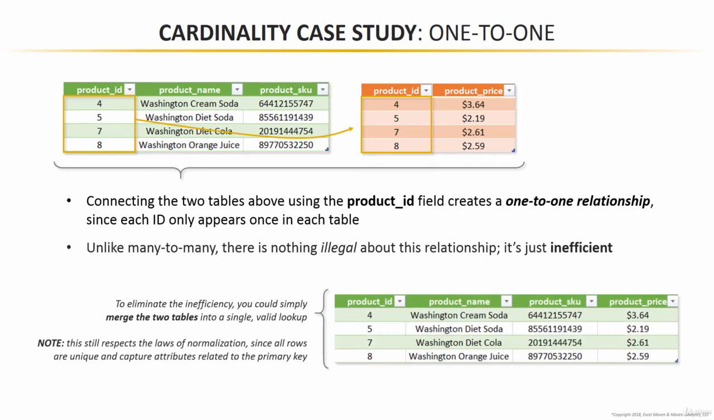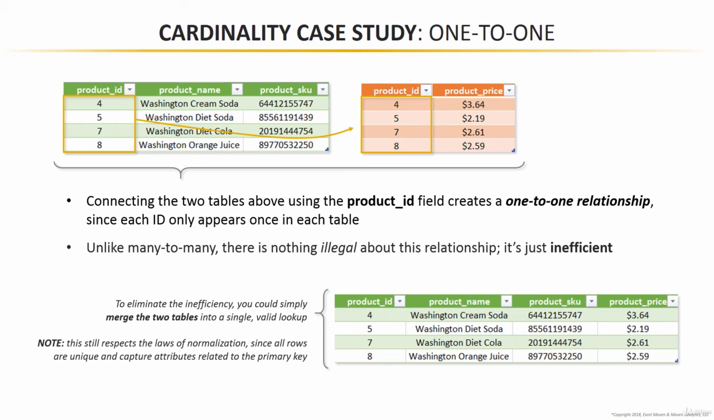So to eliminate the inefficiency, what you could do here is simply merge those two tables together into a single valid lookup. Now, I know what you're thinking. I've been telling you this whole time never to do merging, it's inefficient, use relationships instead. But trust me, in this scenario, it's legit because we're still respecting the laws of normalization. All of our rows here are unique, and this merged blended table still captures attributes related to the primary key. So it still serves one single purpose. So there's your cardinality crash course.